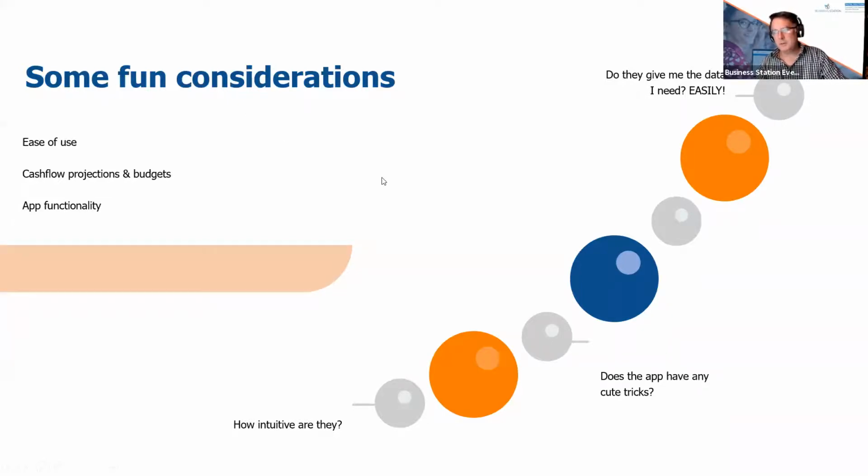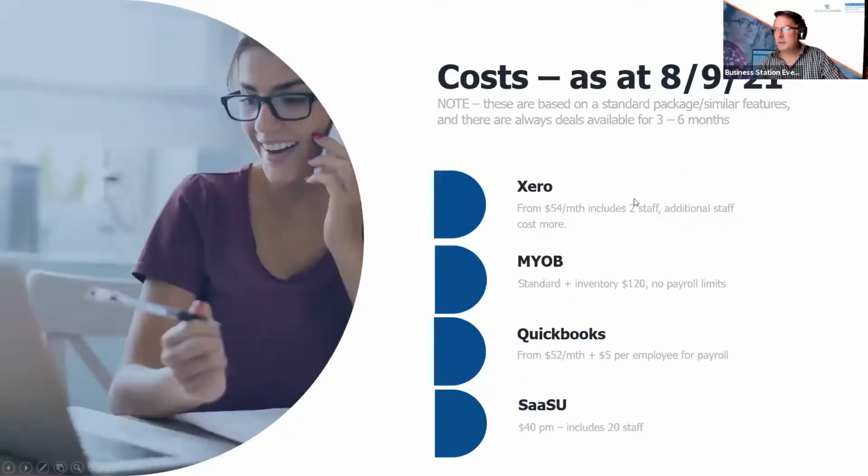But if we come back over to the other side here and we go back to pricing, Xero is $54 a month. MYOB, including inventory, is $120 a month. I can guarantee you that the inventory add-ins for Xero will not cost you $66 a month. But watch the staffing thing with Xero, because MYOB, I've got to stop doing that. With MYOB, there's no payroll limits. You've got as many staff as you want, which is kind of cool if you're running a fair few people. With Xero, once you get over two staff, it's going to cost you. With QuickBooks, it's $5 for every employee on payroll.